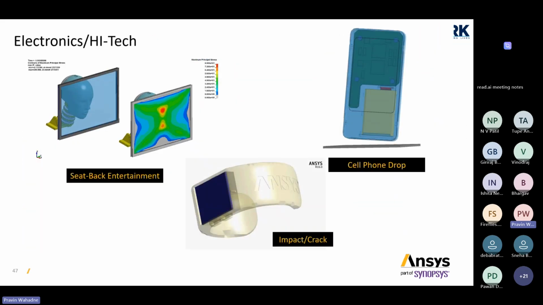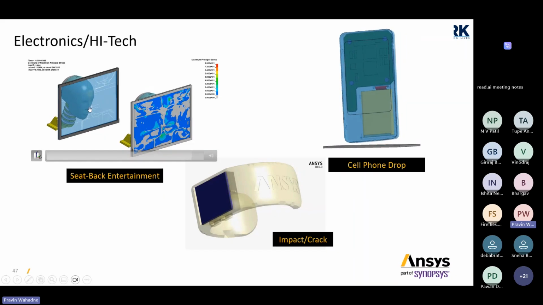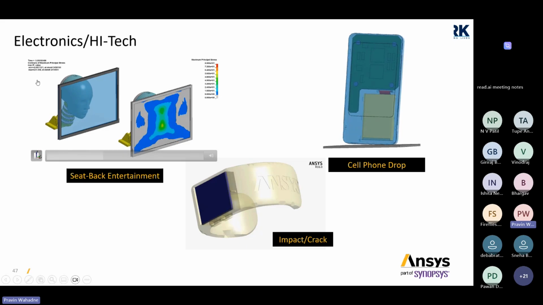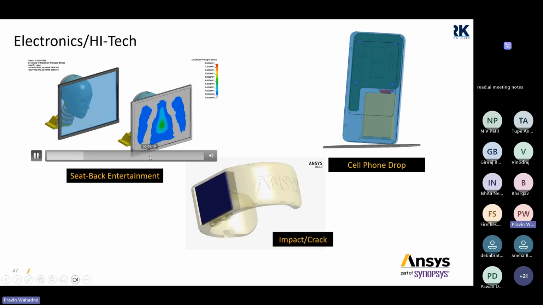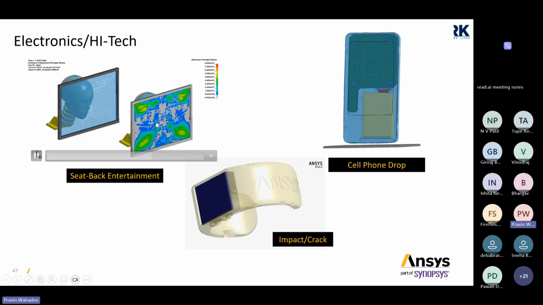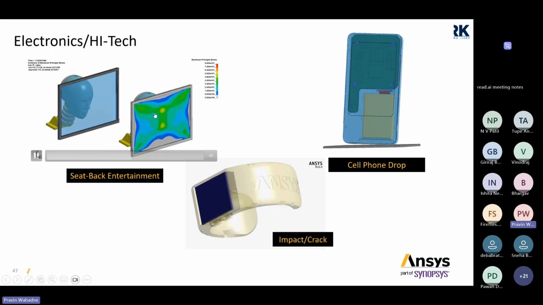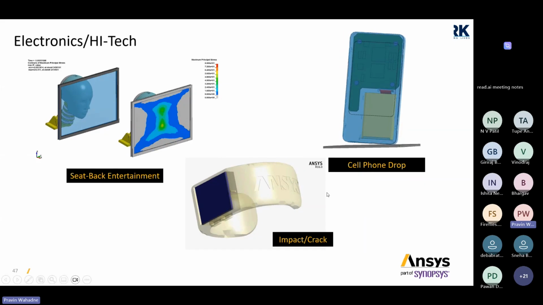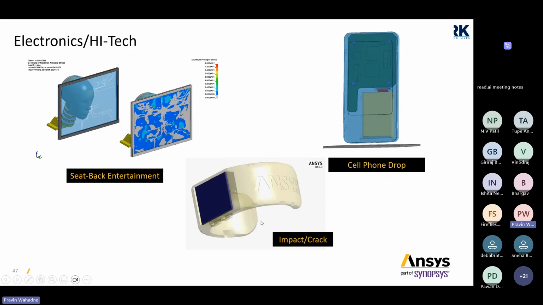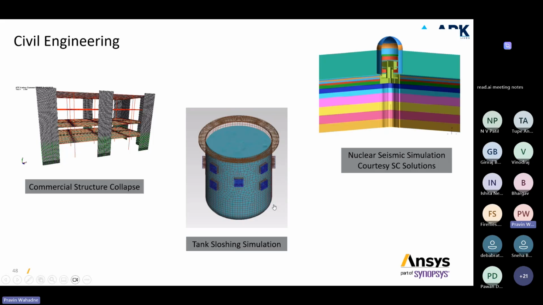You can see impact scenarios. Whether it is glass, you can see here a scenario where a human head is impacting on glass or a monitor. So you can easily perform this glass fragmentation simulation also. Cell phone drop, or it may be impact cracks. All these things we can perform.